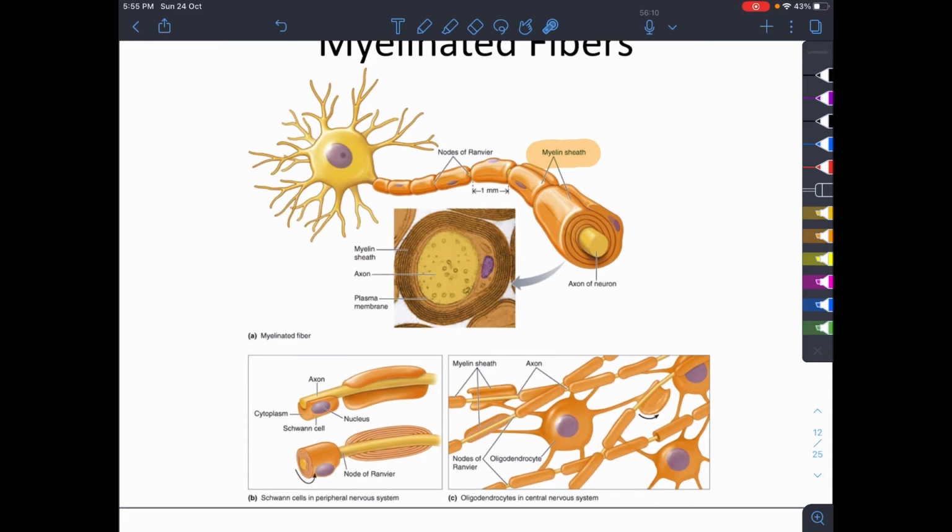In the central nervous system, the brain and the spinal cord, the oligodendrocytes are covering the axons and not the Schwann cells. We don't have Schwann cells in the central nervous system. We have oligodendrocytes.